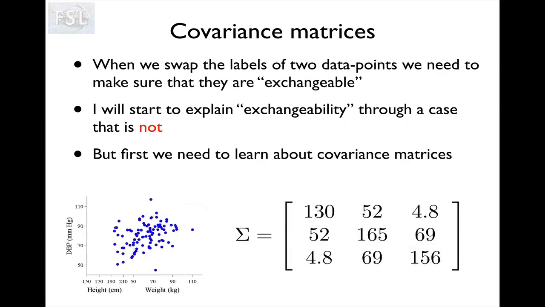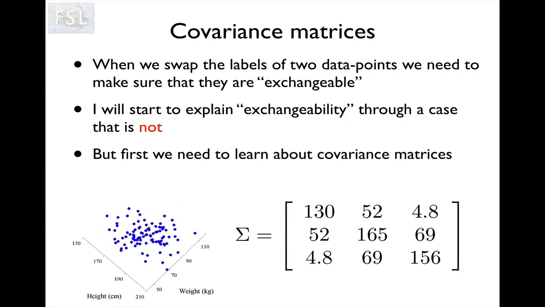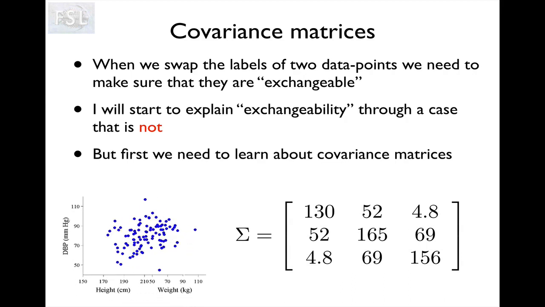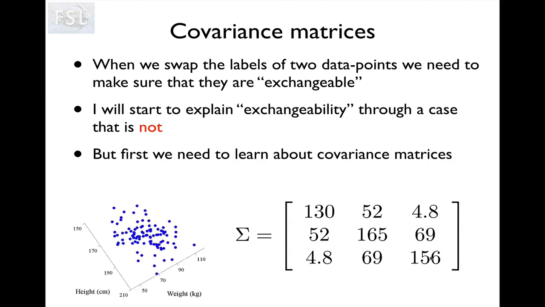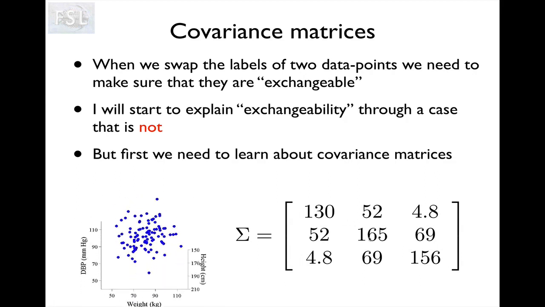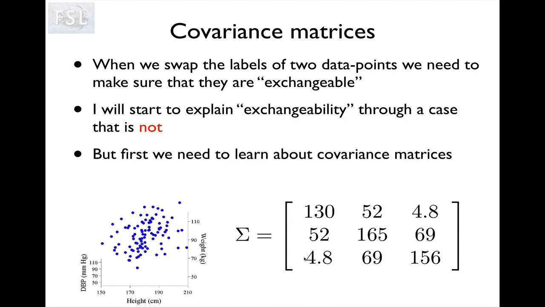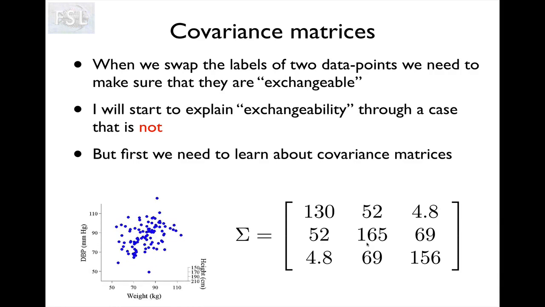And this is not limited to bivariate distributions. So here's just an example of a trivariate distribution where I've added the blood pressure as well. And now the covariance matrix is a 3x3 matrix with height, weight, and blood pressure. And we can see how they covary in different ways here.